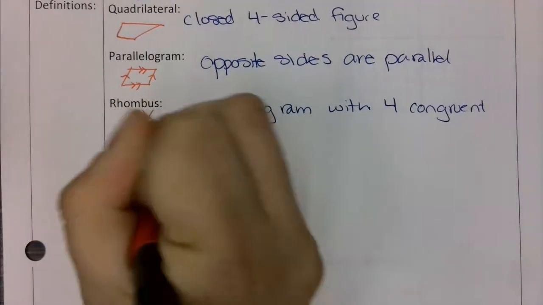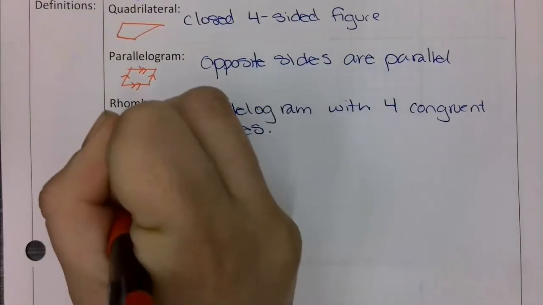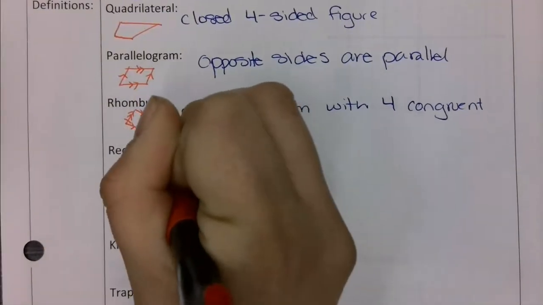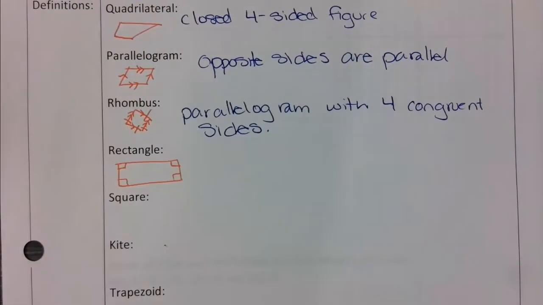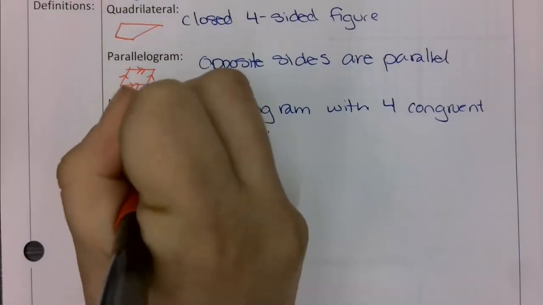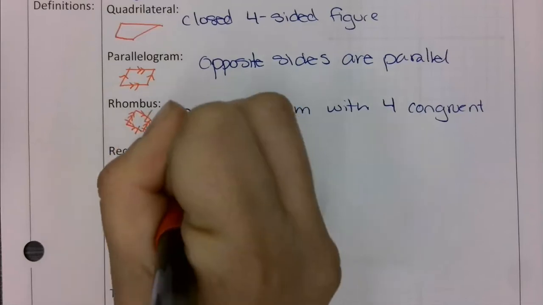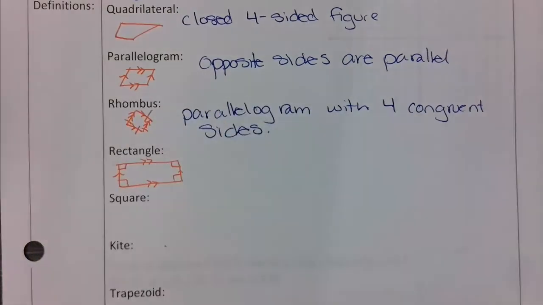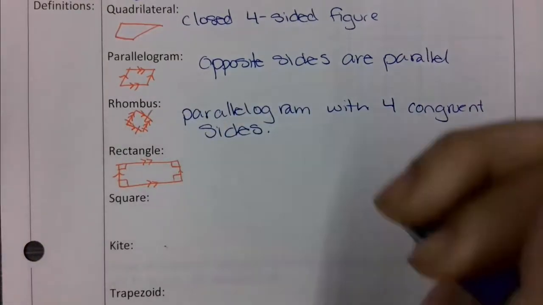So then I have a rectangle. This is a parallelogram with 4 right angles.